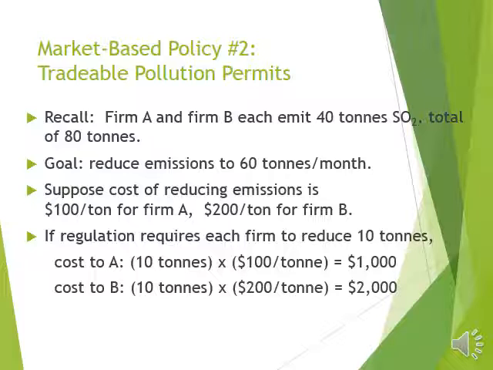So you're reducing the pollution from 80 tonnes down to 60 tonnes every month, but it's costing a total of $3,000. Now let's look, that's with regulation. Regulation, both of them are reducing by the same amount, 10 tonnes. What happens if you have a tradable pollution permit?